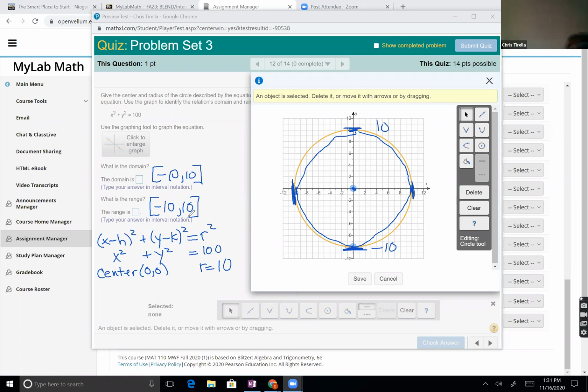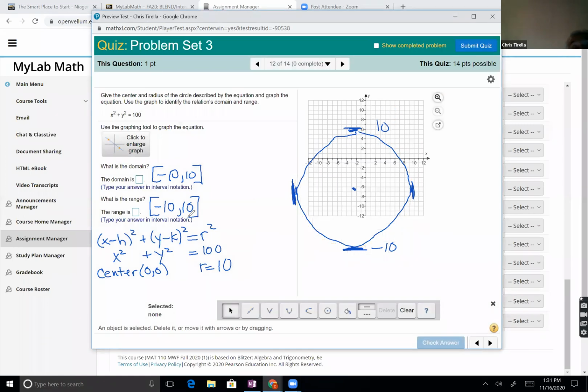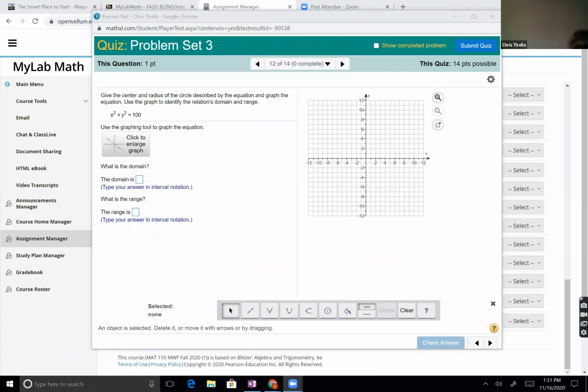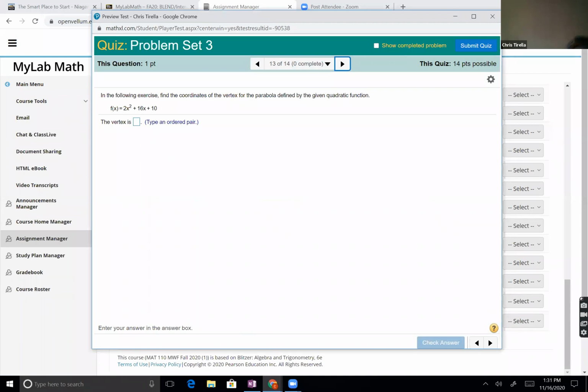Not hearing any questions? I'm going to clear it and look at the next. The next asks you to find the vertex of the parabola defined by the given quadratic. So we've got a quadratic f of x equals 2x squared plus 16x plus 10. That's not in vertex form. If you wanted to, you could complete the square to put it in vertex form.